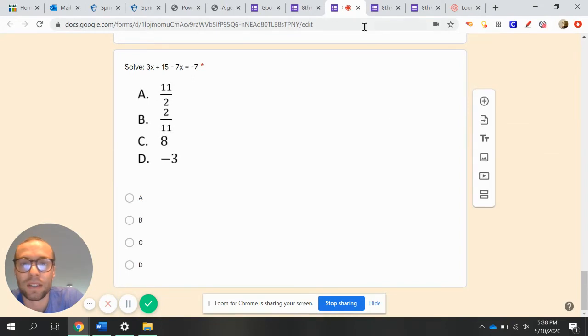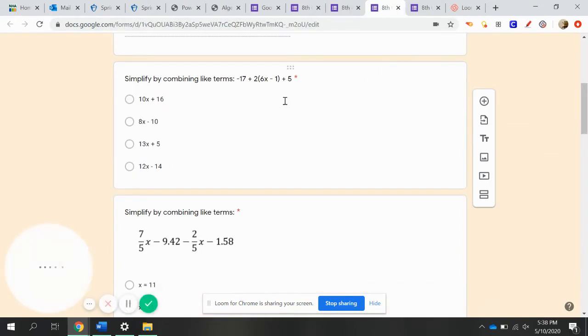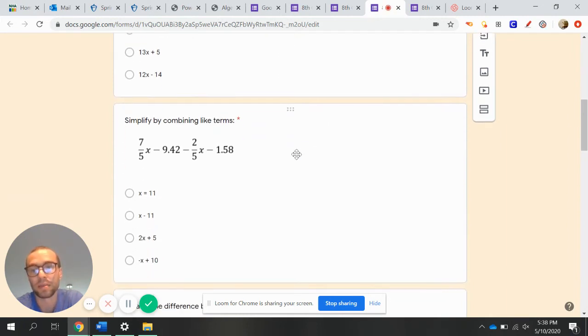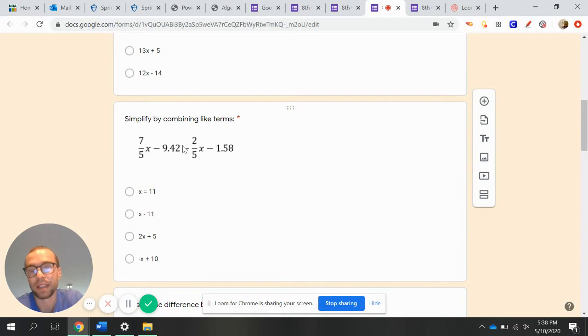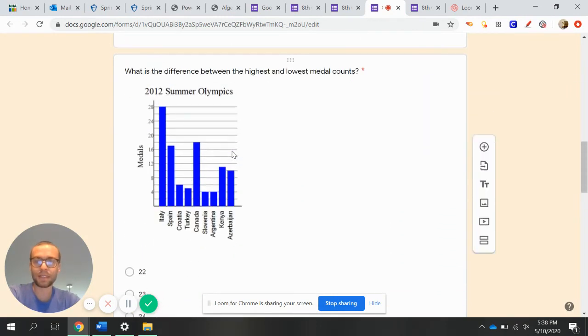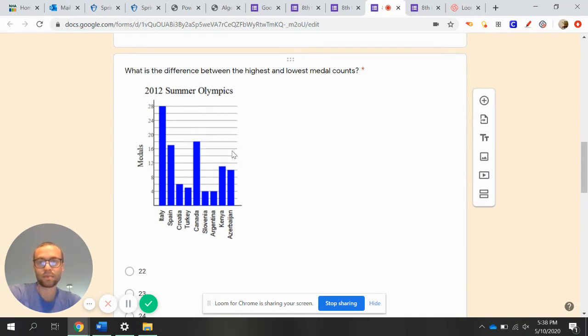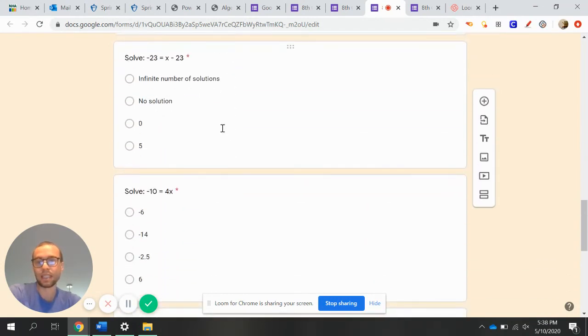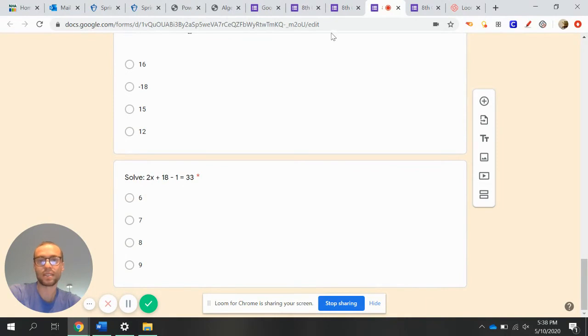And then there's just solving. Right here, still combining like terms. Don't forget to do the distributive property before you combine like terms there. Same thing here, combining like terms, but now with fractions. So you would have to do some addition, subtraction with some fractions or decimals, reading graphs, and just more solving equations throughout this entire one.